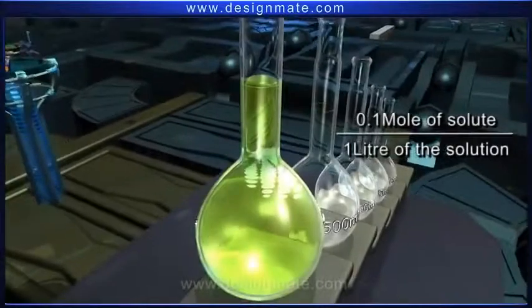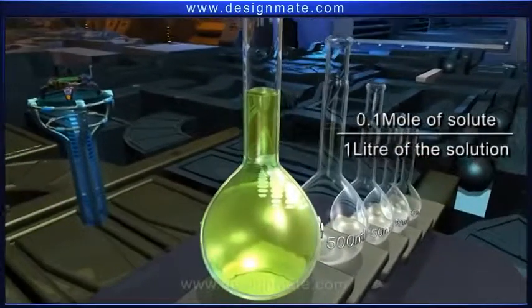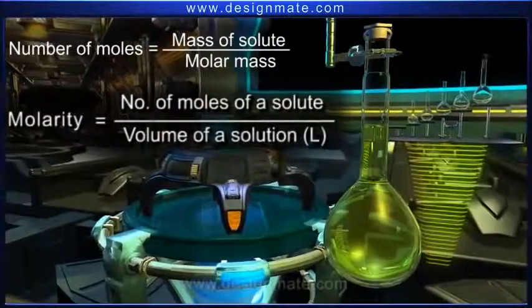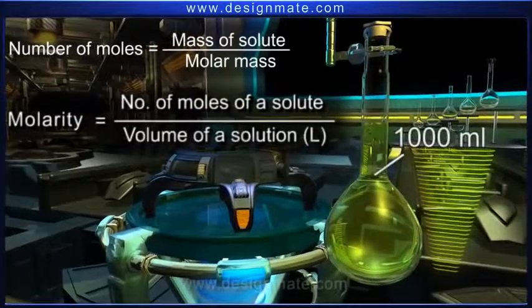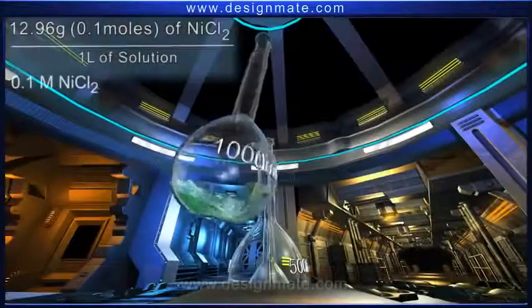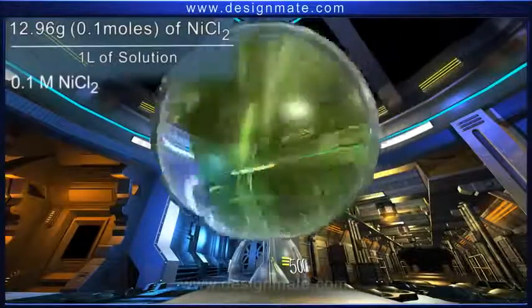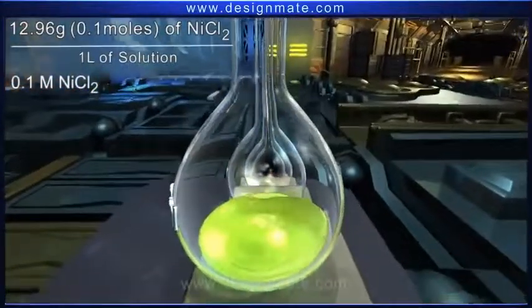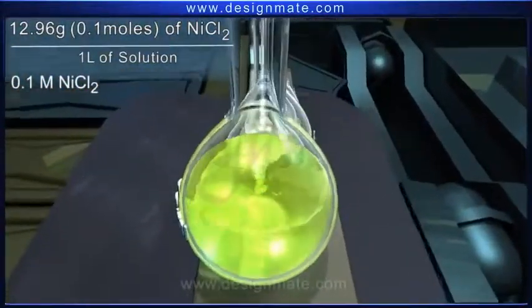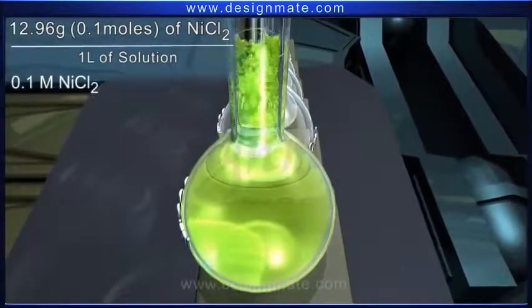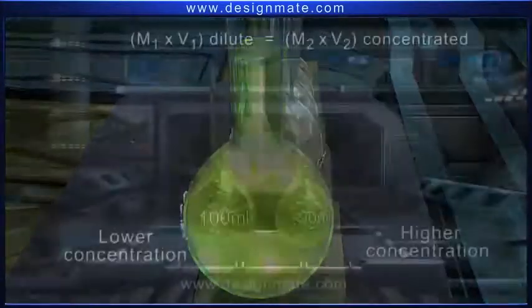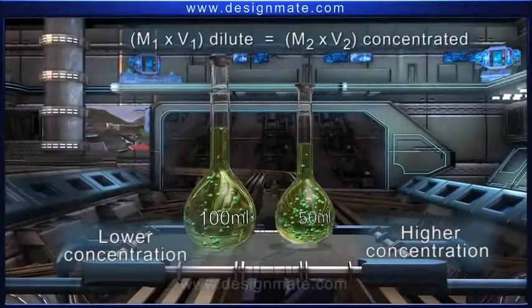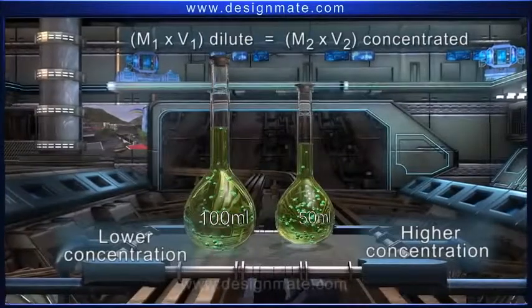Summary: molarity is a way of expressing the concentration of a solution. It is the number of moles of solute dissolved per liter of solution. A solution containing 12.96 grams of NiCl2 per liter of the solution is 0.1 molar, as it contains 0.1 moles of NiCl2 in 1 liter of solution. A solution of lower molarity can be prepared by diluting a solution of higher molarity.